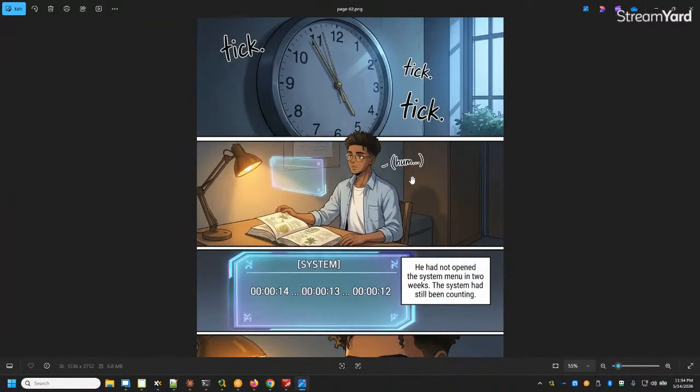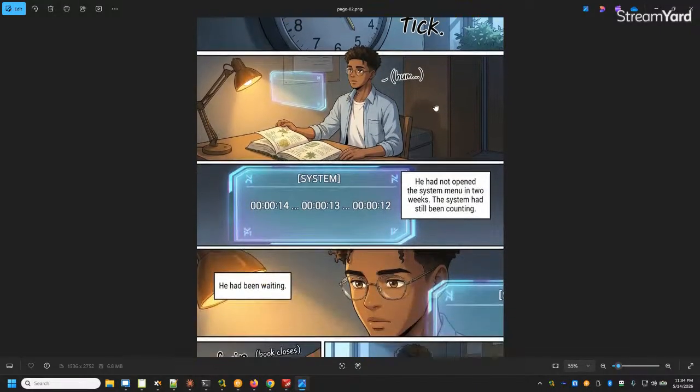Okay, and it's almost 5 o'clock. Shout out to GPT Image for getting that correct.